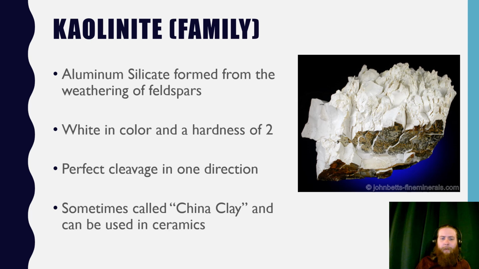Kaolinite is an aluminum silicate formed from the weathering of feldspars. It's white in color and is very soft. It only has a Mohs hardness of 2. And it has perfect cleavage in one direction. It is sometimes called china clay because it is commonly used in ceramics.